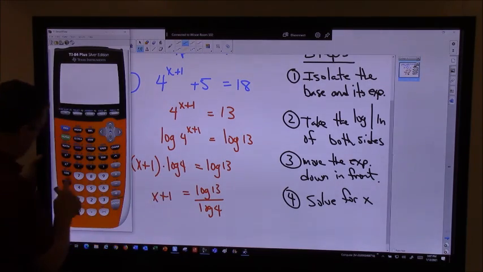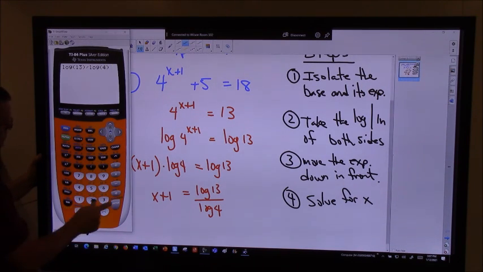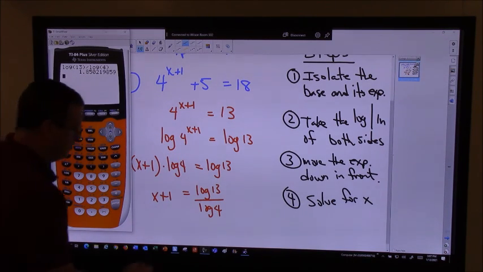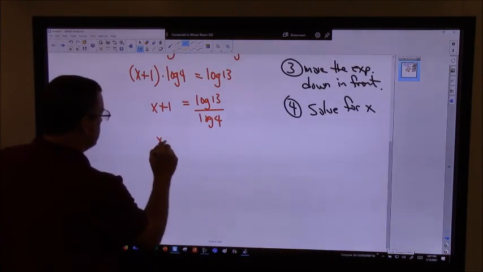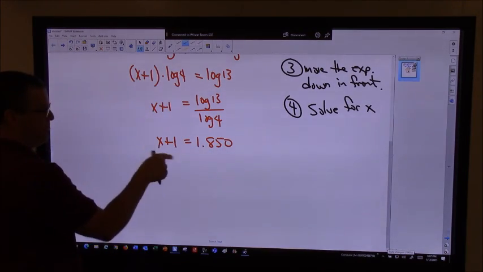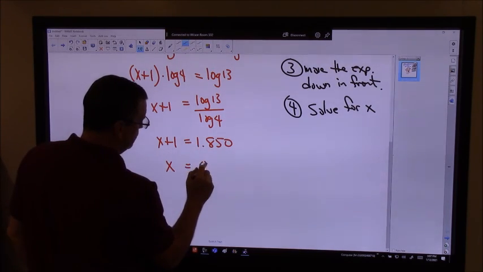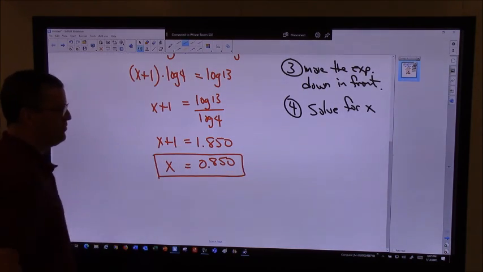All right, so when I see that, I have to go log 13, close parenthesis, divided by log 4. Enter. So I get 1.850. So now I've got x plus 1 equals 1.850. Now subtract 1 from both sides. So when I move 1 over here and subtract it, I get 0.850. There's my answer. I have now solved that equation.